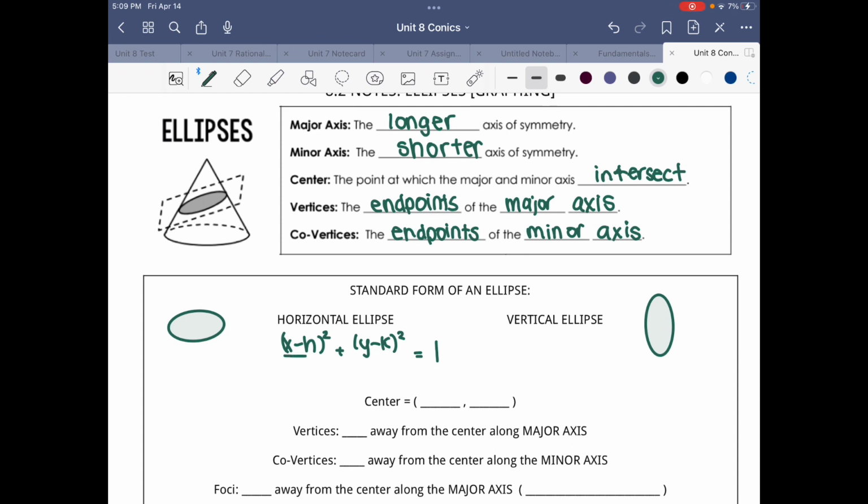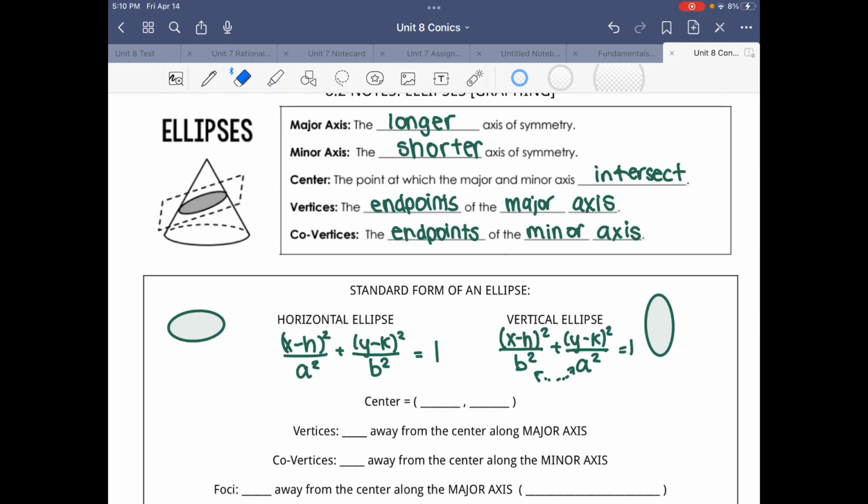So underneath x, we are going to put a squared, and underneath y, we are going to put b squared, where a is sort of like the radius for the x direction, and b is the radius for the y direction. The only thing that changes for a vertical ellipse is a is always going to be the longer side. So when the vertical ellipse occurs, a squared is underneath y, and b squared is underneath x. So a and b sort of just switch spots when you go from a vertical to a horizontal. But I'm not going to leave that there because it kind of makes it look messy.